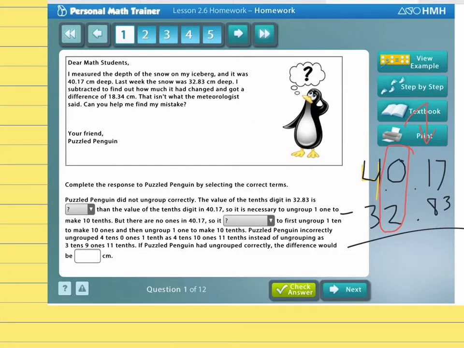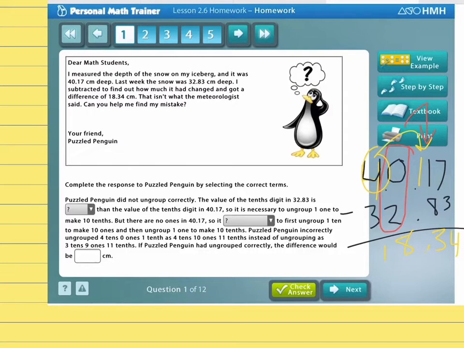Alright, and looking at the problem, it looks like Puzzle Penguin did not regroup correctly. He regrouped this number here, the 4 tens, as 11 tenths. So that ended up with 8 and 18 and 34 hundredths.